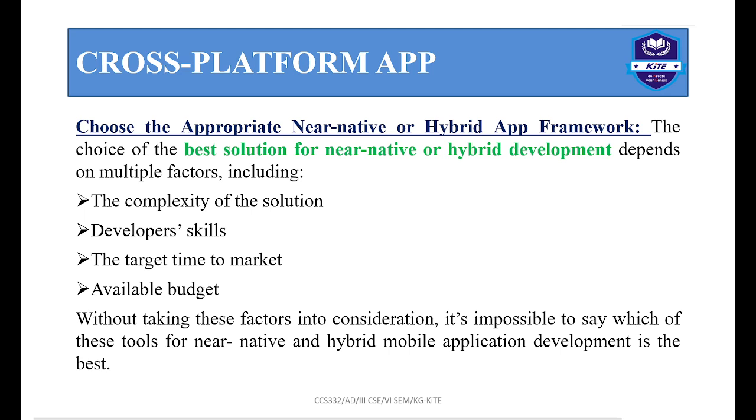The choice of the best solution for near-native or hybrid development depends on multiple factors. We'll see what factors have to be considered. First and foremost is the complexity of the solution. Second is developer skill. Third is the target time to market. And fourth is your available budget. These are the constraints which have to be considered for choosing near-native or hybrid app development. Without taking these factors into consideration, it is impossible to say which of these tools for near-native and hybrid mobile application development is the best.